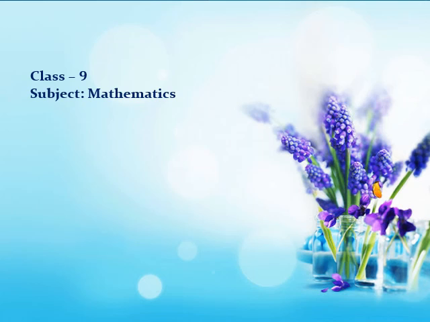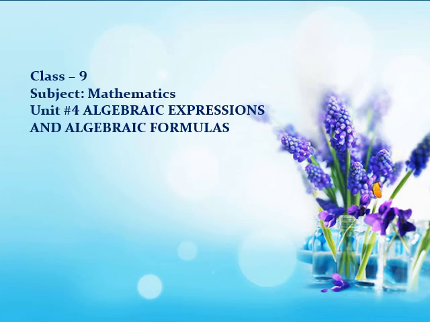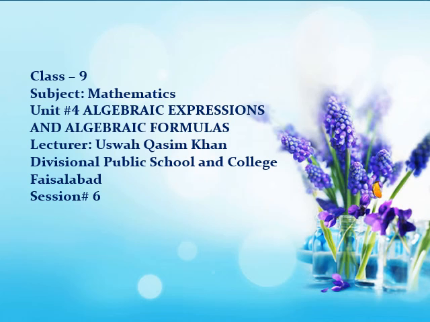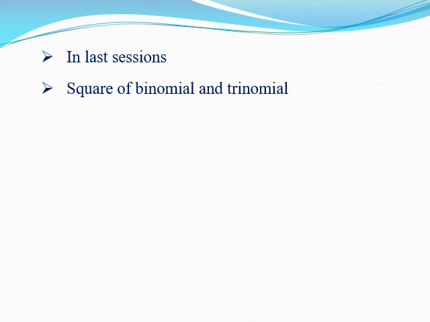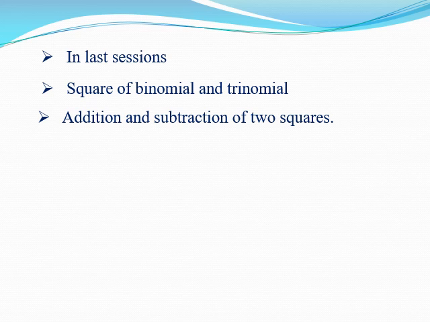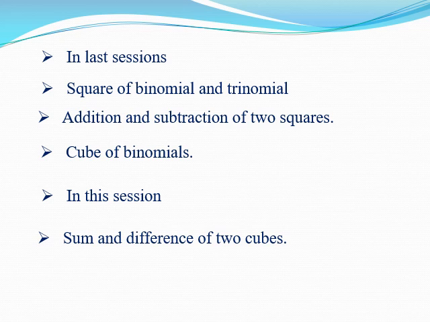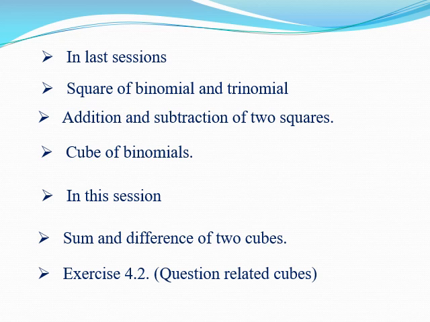We are doing mathematics, unit number 4, algebraic expressions and algebraic formulas, and this is our session number 6. In the last sessions, we have discussed square of binomial and trinomial, addition and subtraction of two squares, cube of binomials. In this session, we will discuss sum and difference of two cubes, and then at the last we will solve exercise 4.2 questions related to this topic.